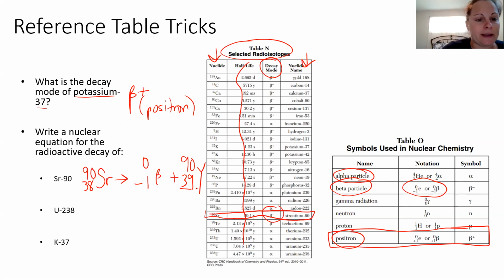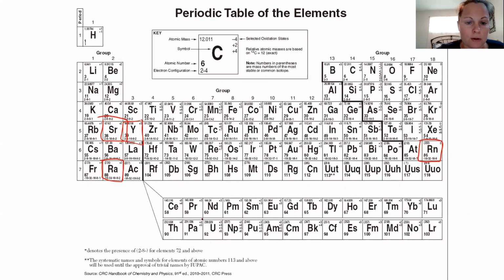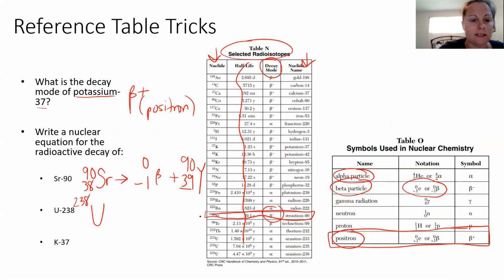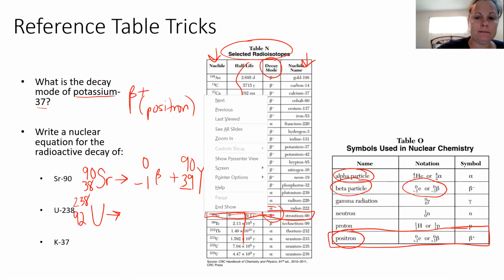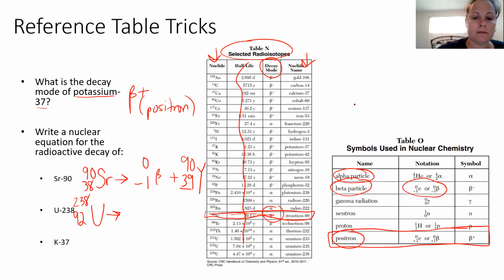Let's try U-238. First step, write the isotope symbol. I need the atomic number for uranium. I'm going to go to the periodic table. It's way down here in the actinide series. Its atomic number is 92. Draw my arrow. Next, I need to go to Table N, erase this for you, and find what particle it spits out. So U-238 is all the way down at the bottom, and it spits out an alpha particle.